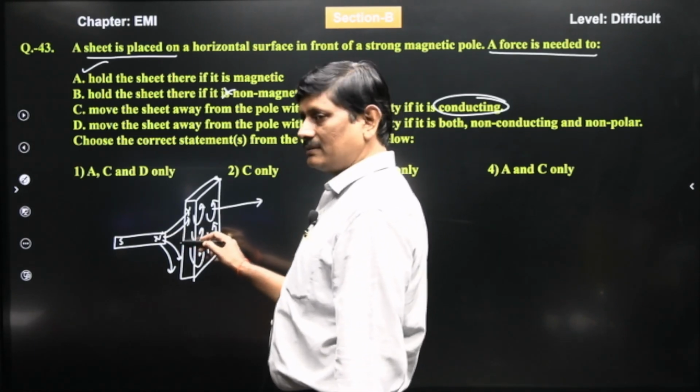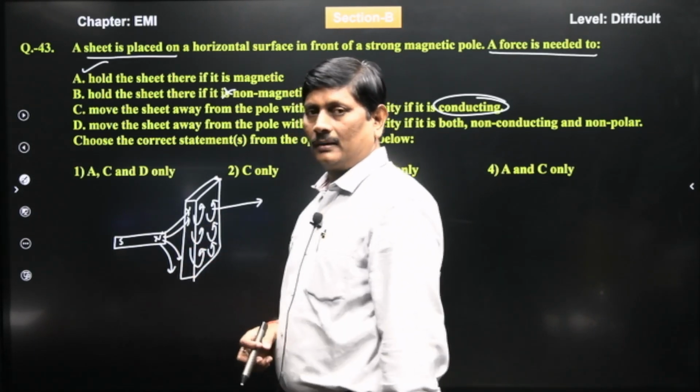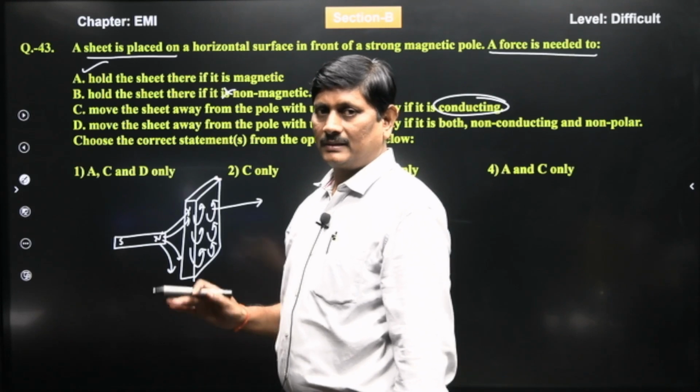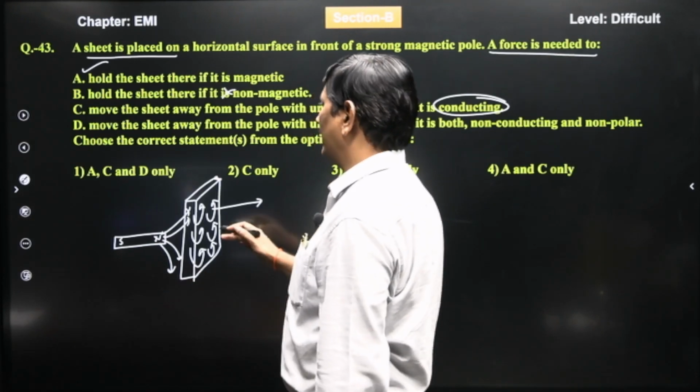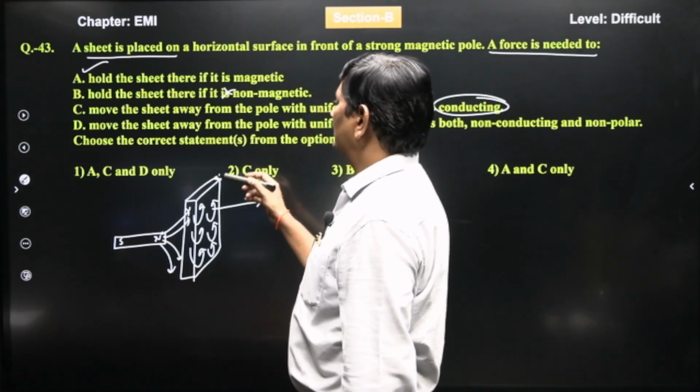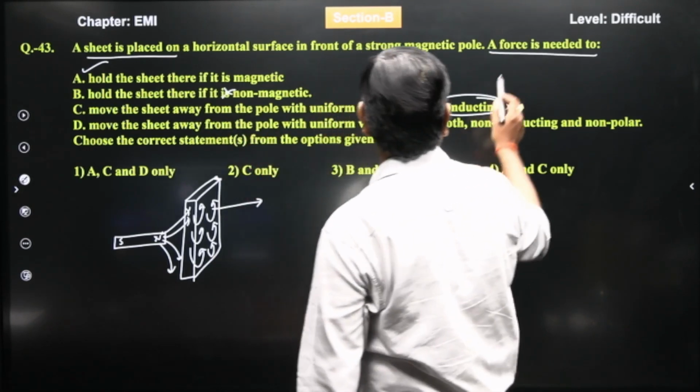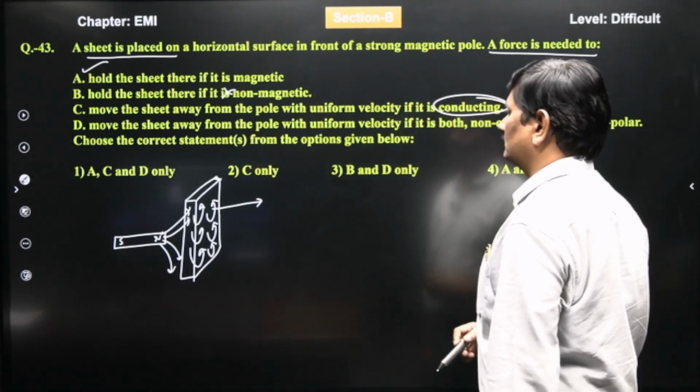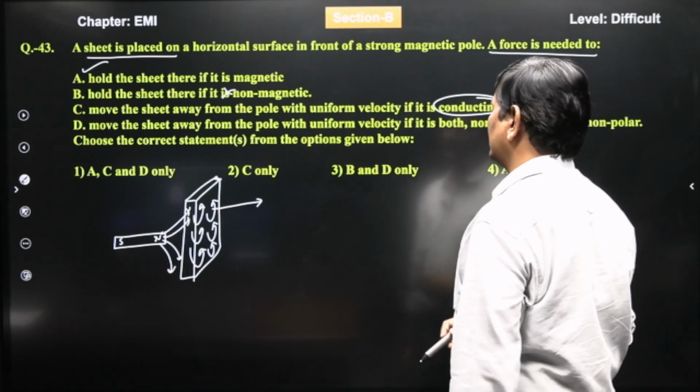Changing flux means decreasing flux when we move away. Decreasing flux has to be increased. That's why it becomes difficult to move the sheet away. For that you have to use a force. So option C is also correct.